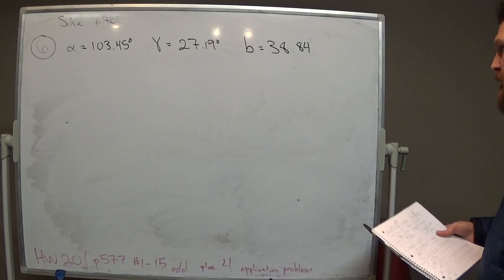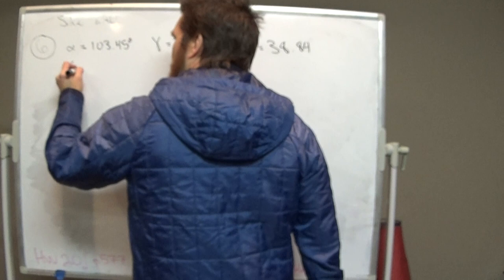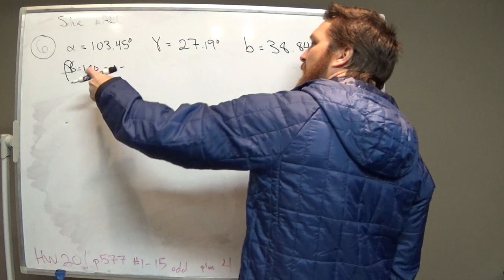So now here's the thing. With 2 angles, this is super easy, right? We could find the third angle. Let's just go ahead and do that. Beta is going to equal 180 minus alpha minus gamma. Sorry, I said gamma, I meant beta. Alpha, beta, gamma, so minus that.